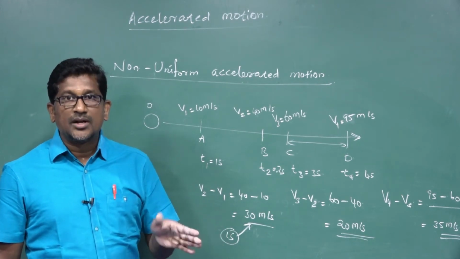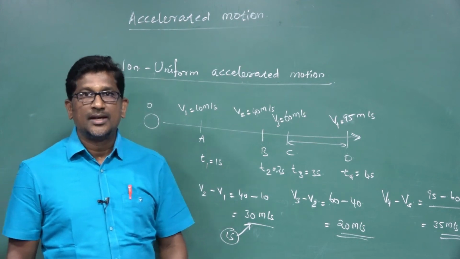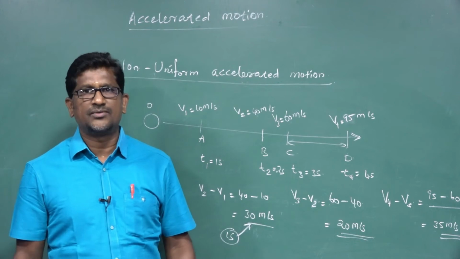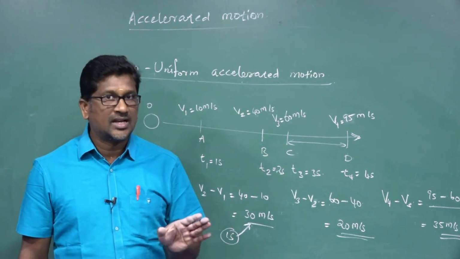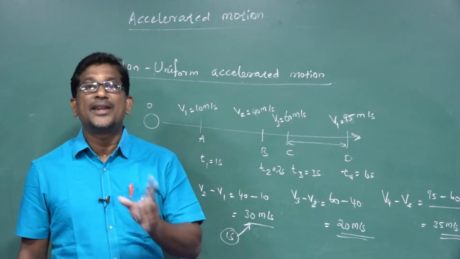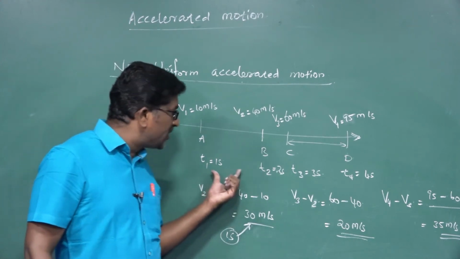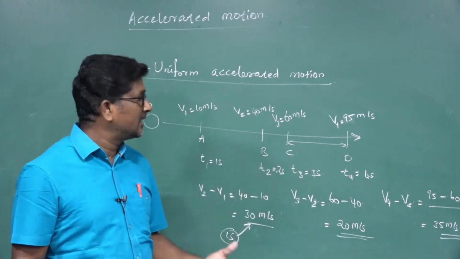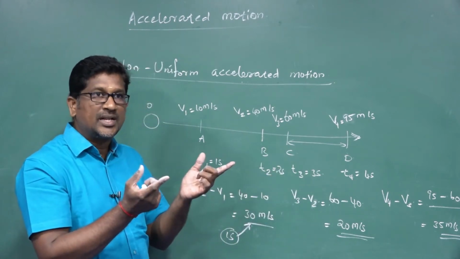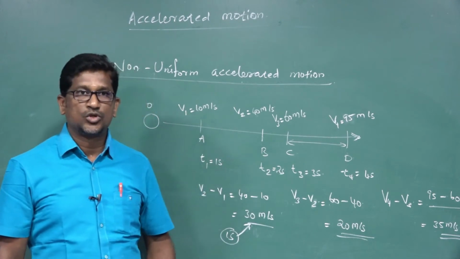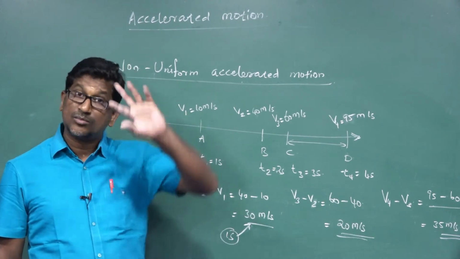In the case of non-uniform accelerated motion, the change in velocity per unit time is not constant. Per unit time means 1 second. So for every 1 second, the change in velocity of the particle is not constant in the case of non-uniform accelerated motion. But the particle possesses acceleration in both cases.